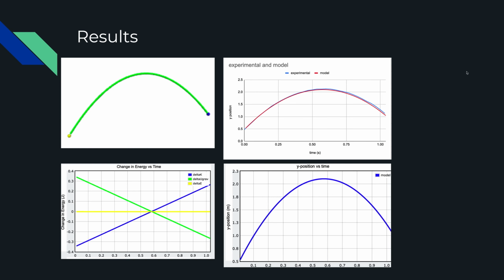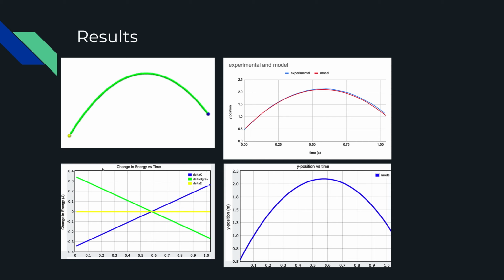Moving on to the results, this is the graph that our GlowScript outputted, which looks very similar to what actually happened in real life. If we compare our experimental to our model data, you can see that the lines match up very well. They deviate a little bit at the end here, but we can say that's mostly due to human error and our lack of accounting for air resistance and other environmental factors.